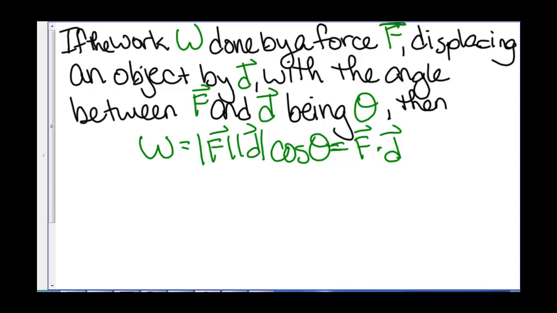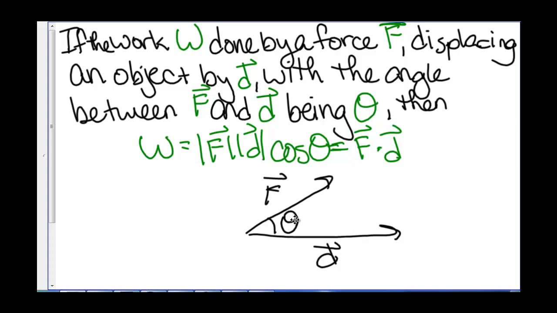If the work W is done by a force F displacing an object by distance d, so here's our distance d that we've been displaced, and our force F, and the angle between F and d is theta, then the work is the length of the force times the length of the displacement times cosine of theta. In other words, it's the force dot the displacement.